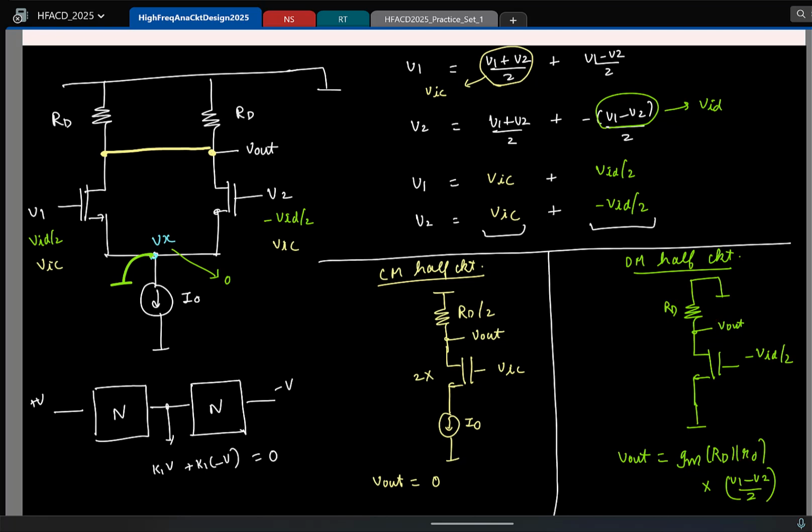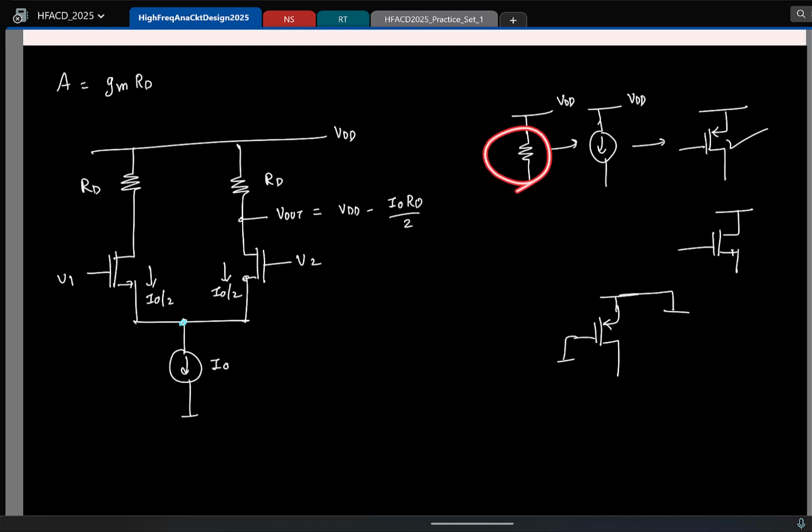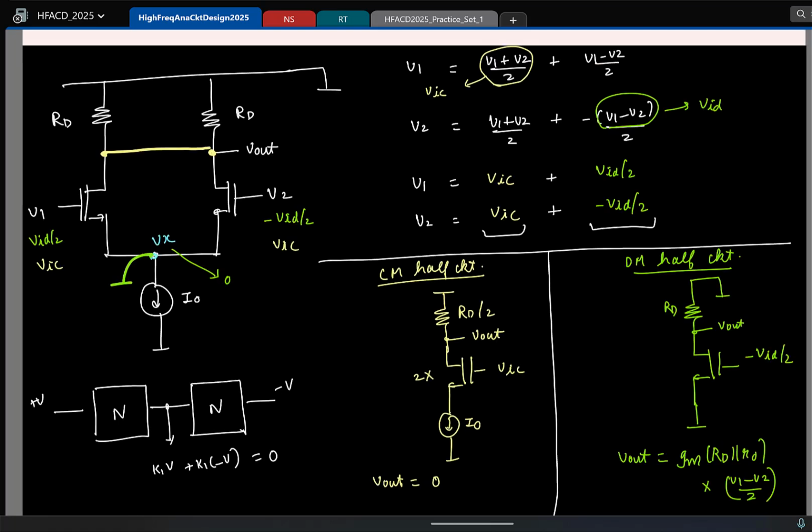Then we wanted to increase the gain, so we decided to increase RD. So we replaced it by a current source, and this current source was realized using a PMOS transistor. So what is the resistance looking into the drain of the PMOS transistor? What is the small signal resistance here? R0 of the PMOS transistor. So in our earlier analysis, RD is essentially replaced by R0 of the PMOS transistor. So the result should be GM times R0 of the PMOS transistor in parallel to the R0 of the NMOS transistor by 2. Okay. So that's what we got.